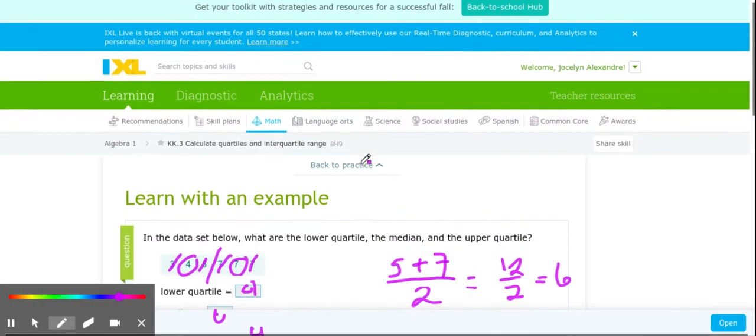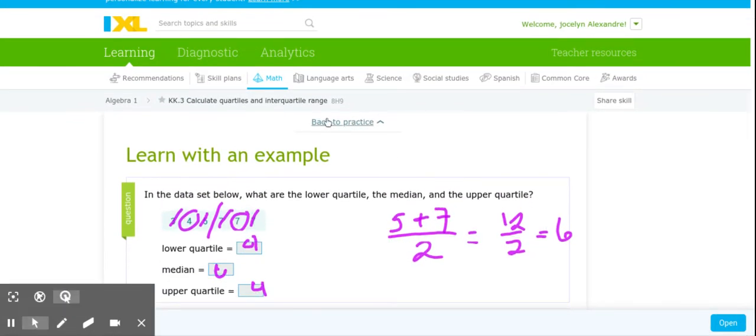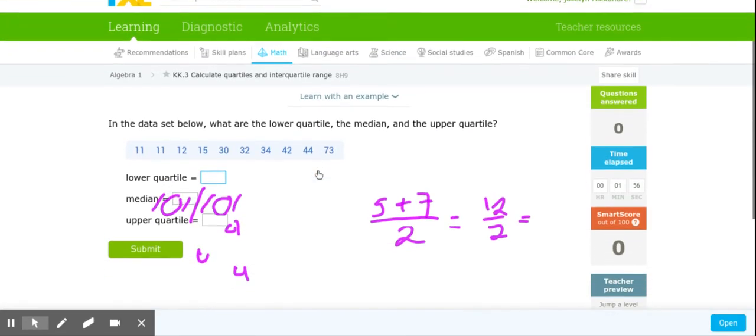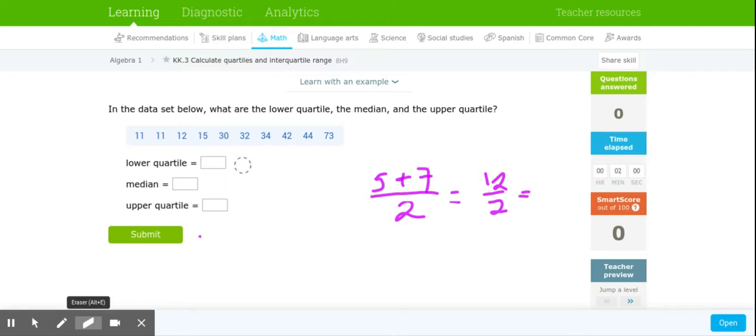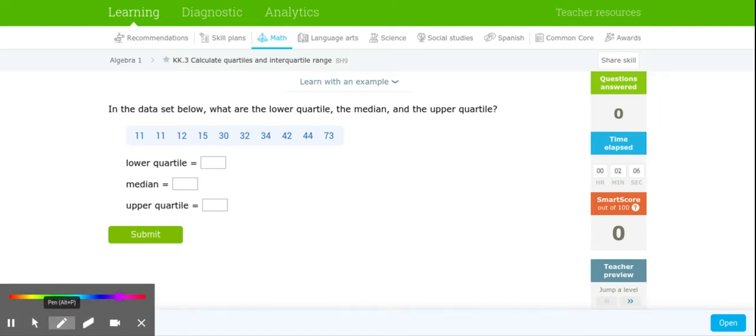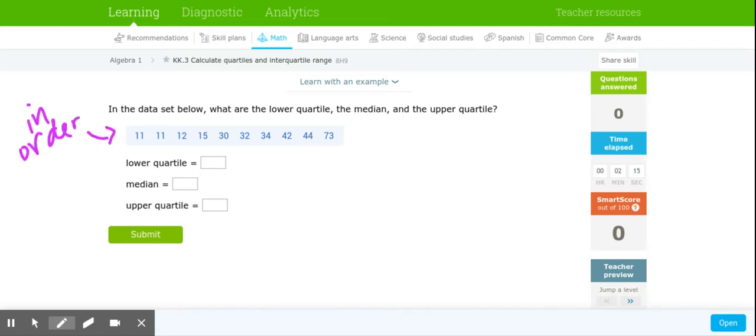All right, so let's do another one for practice. Erasing that, we've got a data set here. It is conveniently already set in order for us. If these weren't in order from least to greatest, you need to put them in order. So they need to be in order from least to greatest. I always like to find the median first.